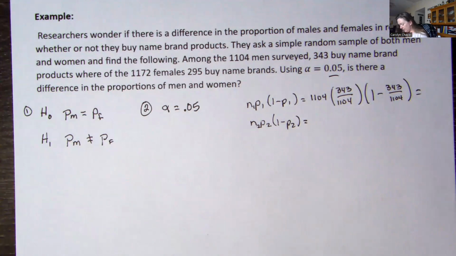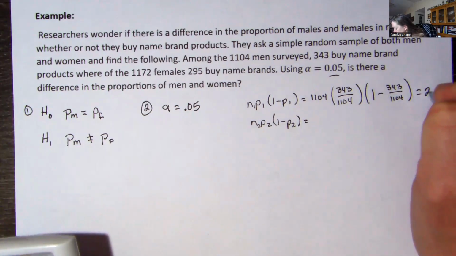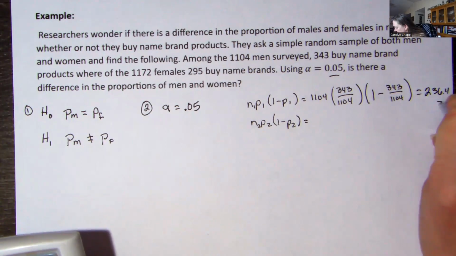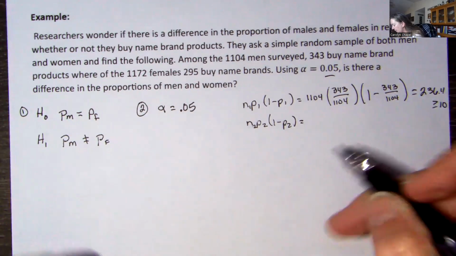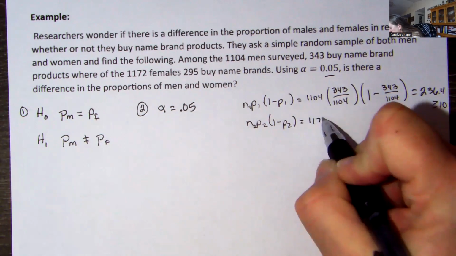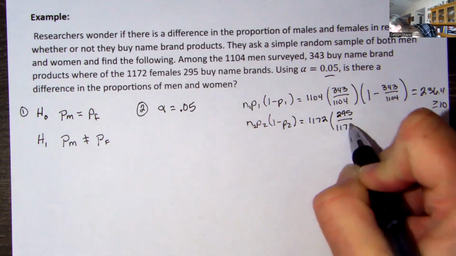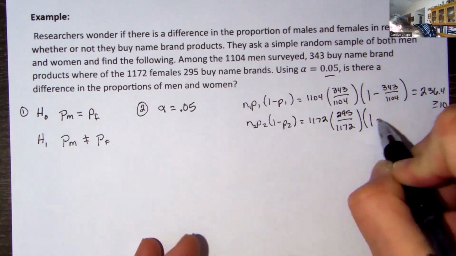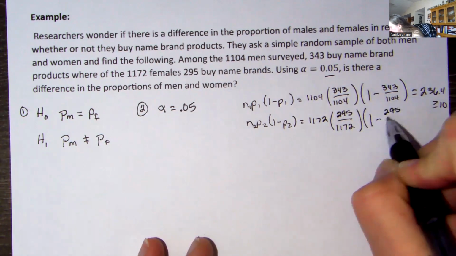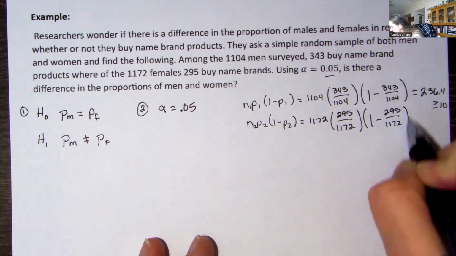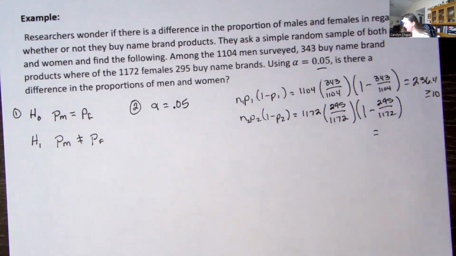Give me a few minutes here on my calculator. So I'm doing some math here. I have 236.4. Obviously, that is bigger than 10. For my women, we have 295 out of the 1172. Again, I'm going to do some calculating here.